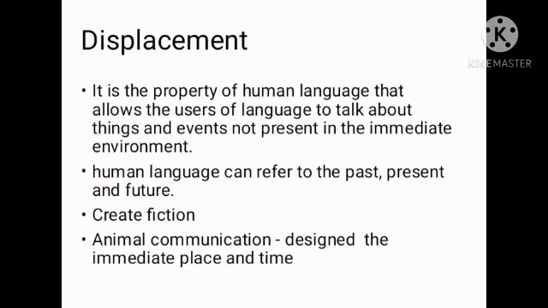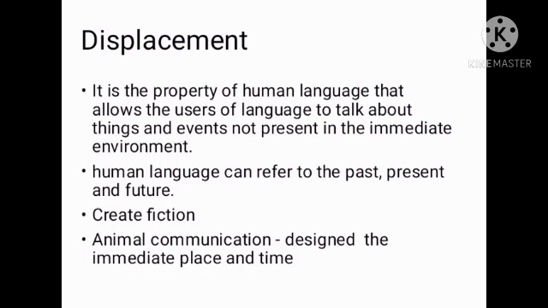First point, displacement. It is the property of human language that allows the users of language to talk about things and events not present in the immediate environment. Human language can refer to the past, present, and future. For example, last night, now, next week, etc. It enables us to talk about things and places whose existence we are not sure of. For example, fairies, angels, heaven, hell, Superman, etc. The property of displacement allows human beings, unlike any other creature, to create fiction.